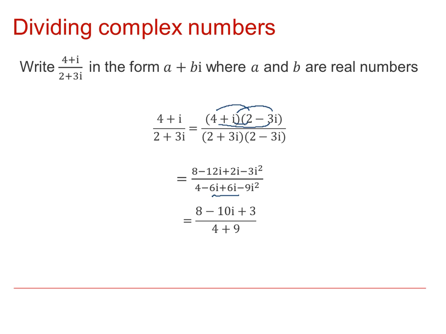Remember, we've got the a squared plus b squared if you want to remember it like that. So in total we've got on the top 11 minus 10i divided by, on the bottom line, the denominator 13, which, writing it in the form a plus bi, is 11 over 13 minus 10 over 13i. So the idea here is to multiply by the conjugate of the denominator.